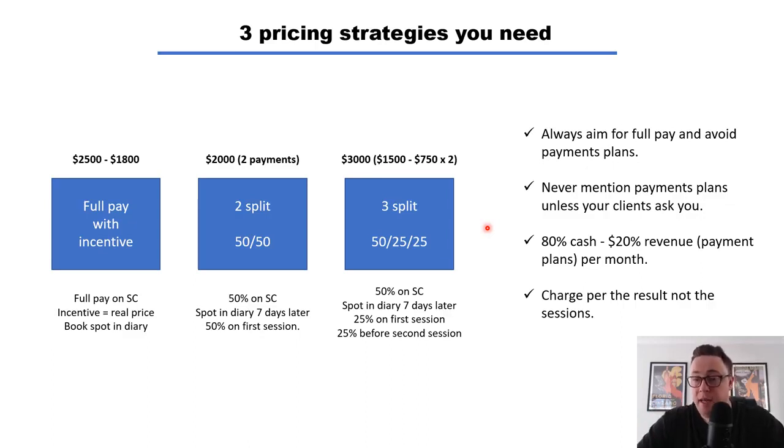So what is the percentage you should be aiming for per month? Again, this is what we teach our students to do. You want to aim for at minimum 80% cash. We have students right now that are doing $20, $30, $40, even $50,000 per month, full pay, literally no payment plans, $50,000 cash in their account. Worst case scenario is they've got 80% cash and 20% revenue. So as an example, every 10 clients they get, they only allow 2 payment plans.